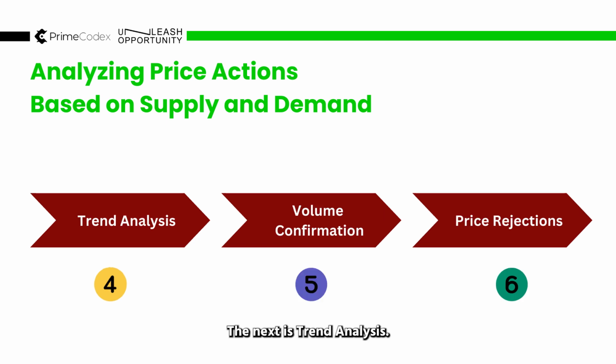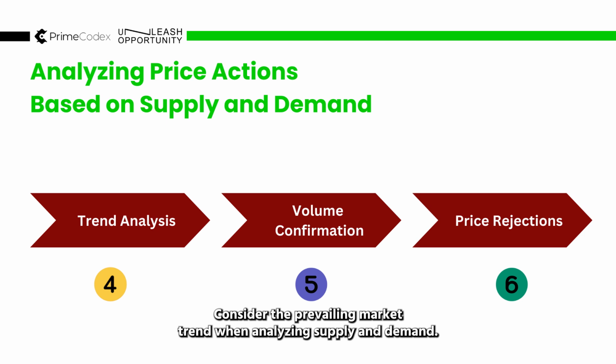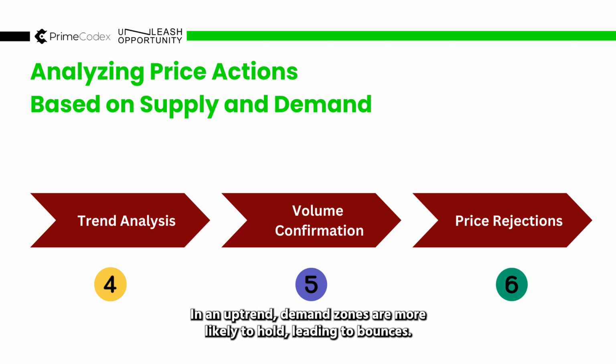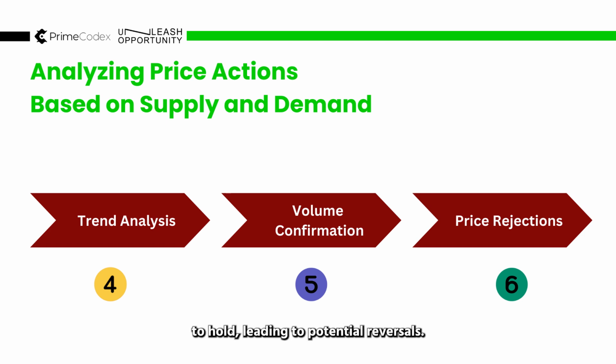The next is trend analysis. Consider the prevailing market trend when analyzing supply and demand. In an uptrend, demand zones are more likely to hold, leading to bounces. In a downtrend, supply zones are more likely to hold, leading to potential reversals.